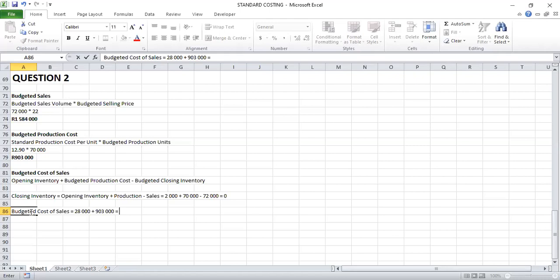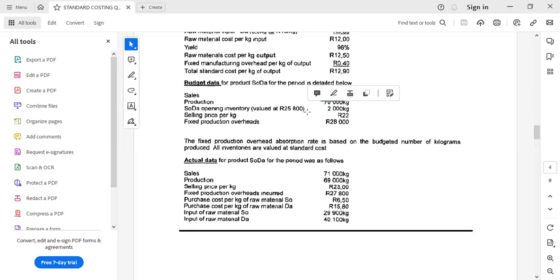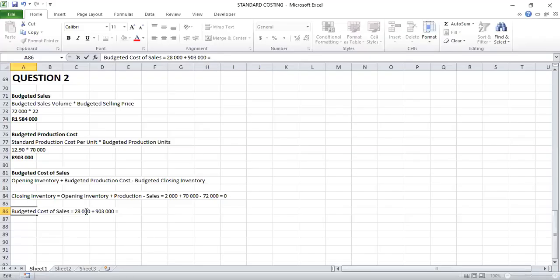No, I took the wrong 28,000 here. It's the opening inventory, 25,800. I took the fixed. This opening inventory here, 25,800, is given here. Then the 903 we calculated above. So this is 25,800. Can we correct this one? What do we get? 877,200.